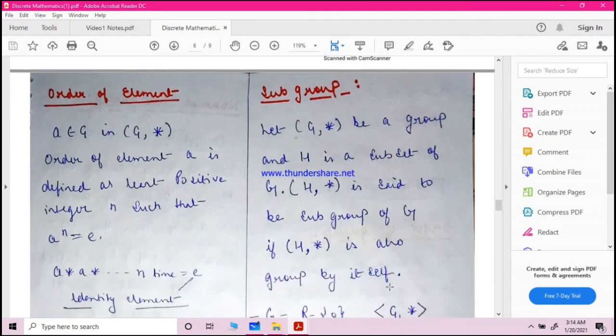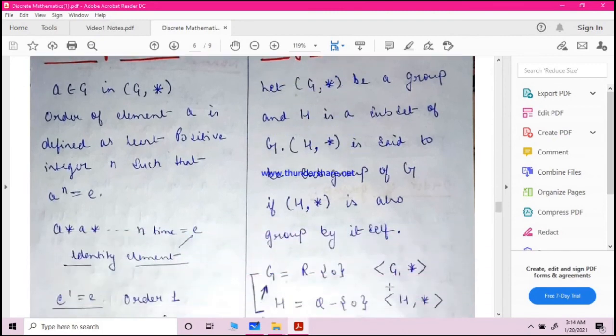What is the order of an element? A belongs to G, in G asterisk. Order of element A is defined as the least positive integer n such that A to the power n is equal to E. Whatever the least positive integer you can take as the power of A that will give you an identity element, then you can say that this is the order of your set.